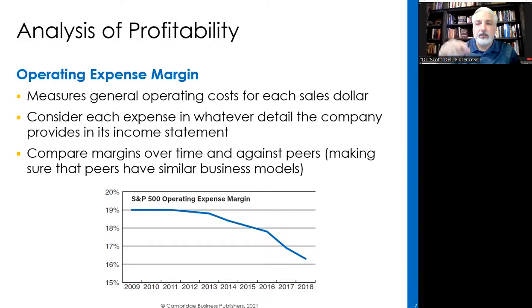By the way, on the income statement, everything is measured to net sales. We'll talk about vertical analysis in the balance sheet where everything's related to total assets. What's our inventory percentage, our receivables percentage? What's our fixed asset percentage as a percent of total assets? But here we're talking about gross profit as a percentage of net sales, net income as a percentage of net sales. In this case, operating expenses as a percentage of net sales. And over time against peers, making sure they're peers, you can see actually a decline of the expenses associated. Operating expense margin has been declining. And so less expenses to go with that.